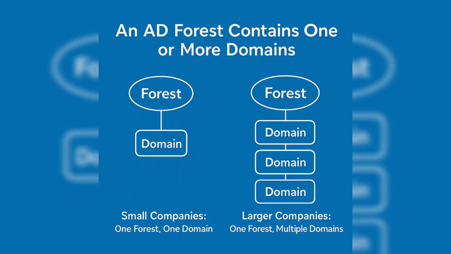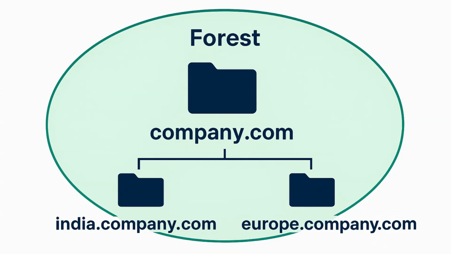Larger, globally distributed companies may introduce multiple domains inside the same forest. For example, you may have a parent domain like company.com, and underneath it, child domains like india.company.com or europe.company.com. Even though these domains are separate and may serve different regions or teams, they still belong to the same forest boundary. The schema, the forest common rulebook.